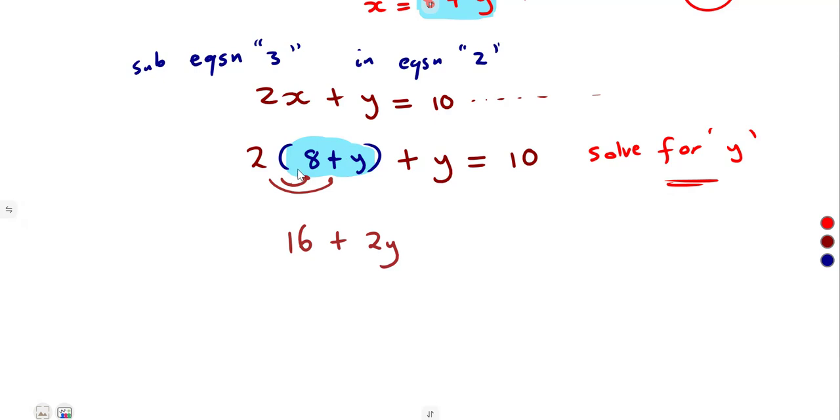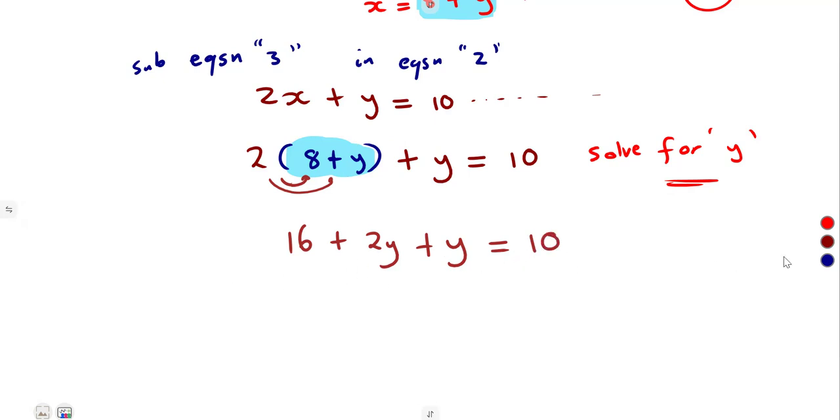You have expanded the bracket. This y does not expand the bracket. It is on its own, separate from the bracket. So this is y on its own, and that is equal to 10.